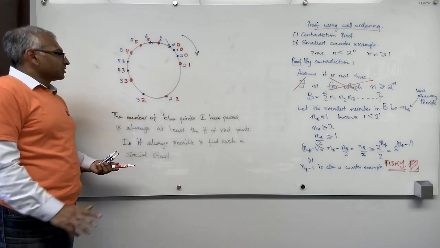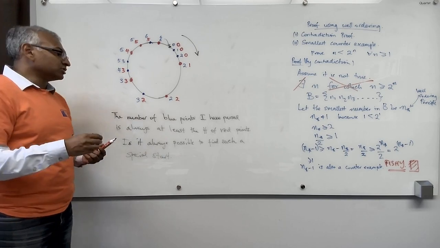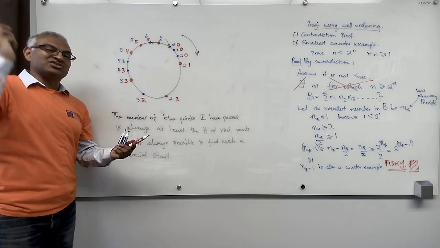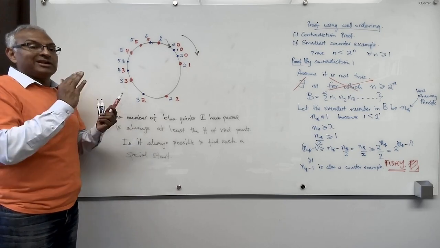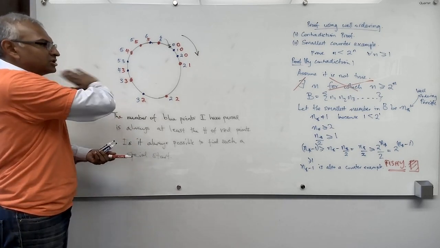Now, you need to prove that P of 1 is true. That's relatively easy. You now need to prove that P of N implies P of N plus 1. That's the tricky one. But if you can prove that P of N implies P of N plus 1, boom, induction tells you it's always possible.